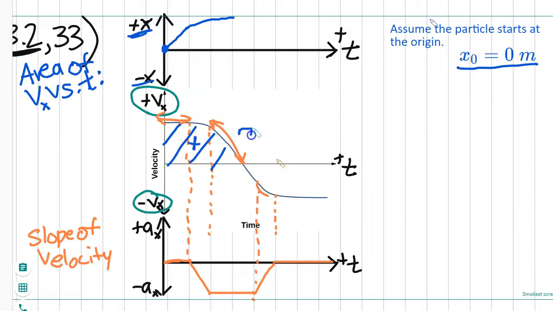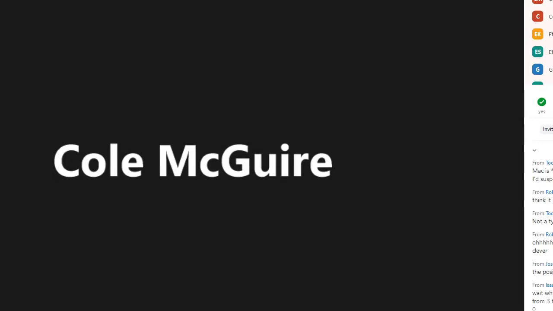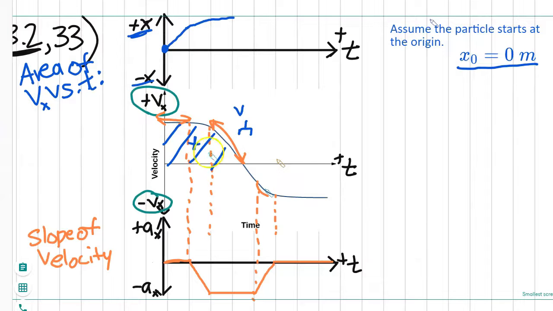I want somebody to tell me in the chat, what is the value of the velocity? What's the numerical value of the velocity right there? Isaac says 0, and he is correct. Nicely done. Notice that right here, the velocity is 0. You see what I'm saying? Because up here is positive velocities, down there is negative velocities. So by definition, on the position versus time graph, we better be at 0 slope right there. In other words, we better have a horizontal derivative. Does everybody understand what I'm saying? Okay, I hope so.